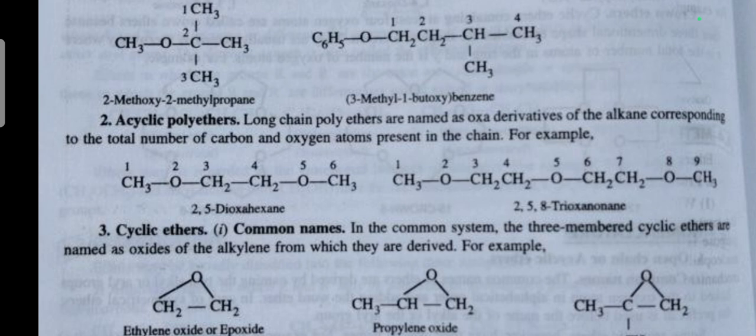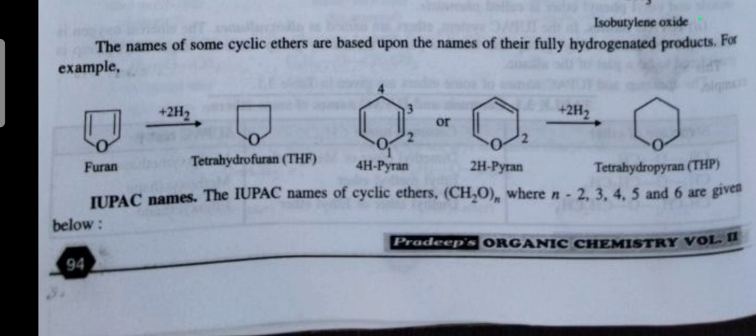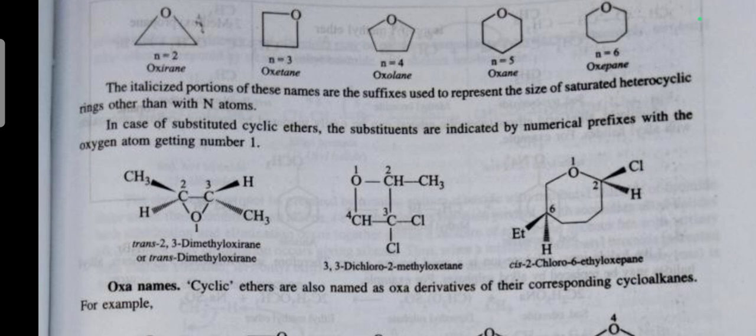Cyclic ethers. Common names. In the common system, the three-membered cyclic ethers are named as oxides of the alkylene from which they are derived. The names of some cyclic ethers are based upon the names of their fully hydrogenated products. IUPAC names. The IUPAC names of cyclic ethers (CH2)nO, where n is 2, 3, 4, 5, 6, are given below. For example, if n equals 2, it is called oxirane. If n equals 3, oxetane. For 4, it is oxolane. For 5, it is oxane. And for 6, it is oxepane.